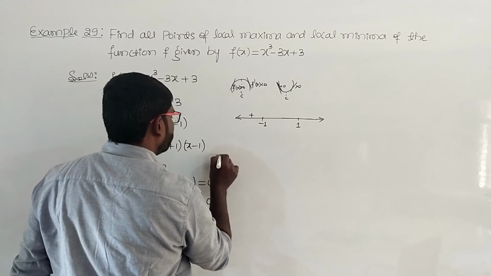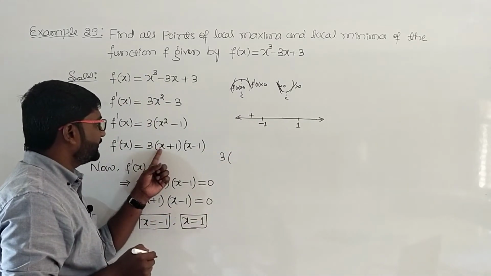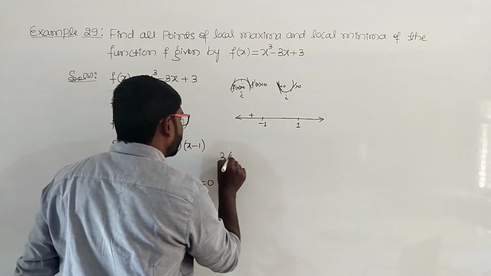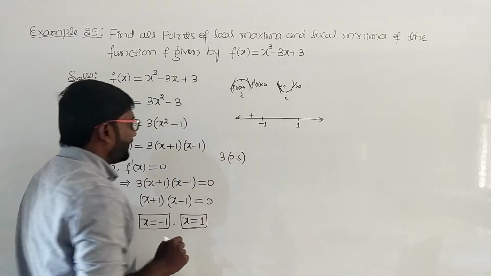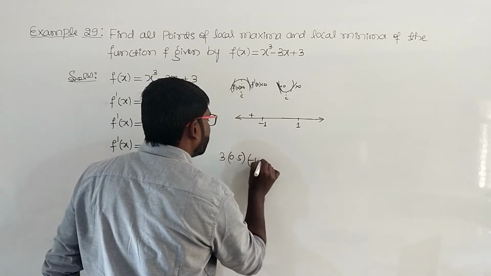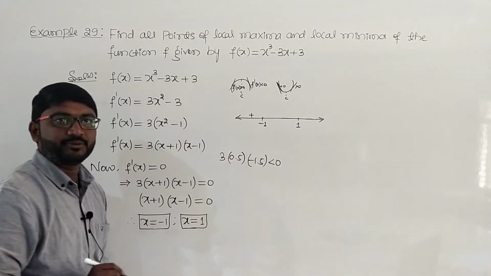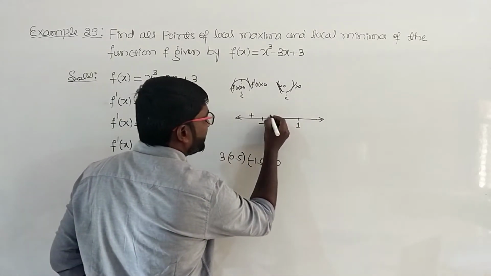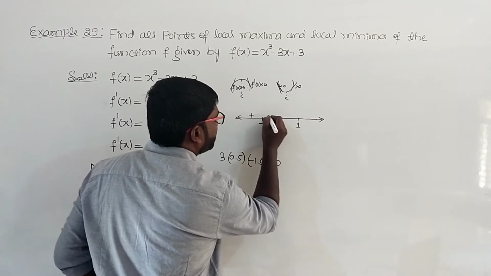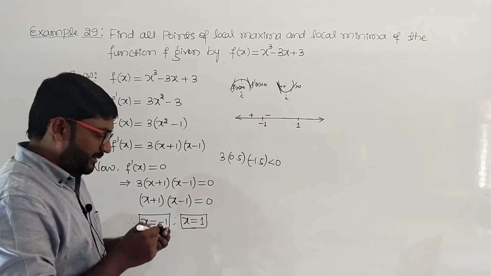So here 3, and then minus 0.5 plus 1 will be 0.5, and then minus 0.5 minus 1 will be minus 1.5. So here you have the minus sign, which means the product is going to be less than 0. So to the right of minus 1 you are getting less than 0, and I can write it as minus. Then now go for plus 1.